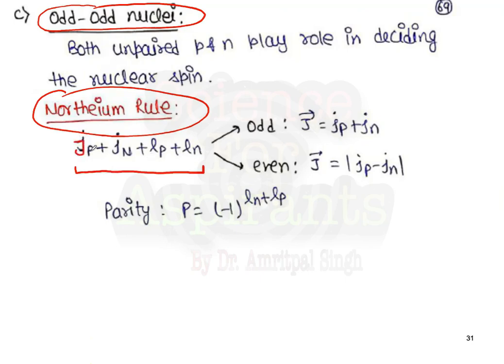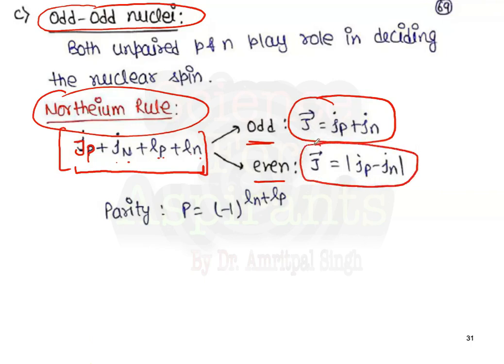Jp represents the total angular momentum of the proton. Jn represents the total angular momentum of the neutron. Lp represents the orbital quantum number for the proton, and Ln represents the orbital quantum number for the neutron. If the value of this whole sum comes out odd, then we consider this J value as our final ground state term. And if it comes out even, then we find the magnitude of this value as our total ground state spin. And parity we can find from the Ln plus Lp value.